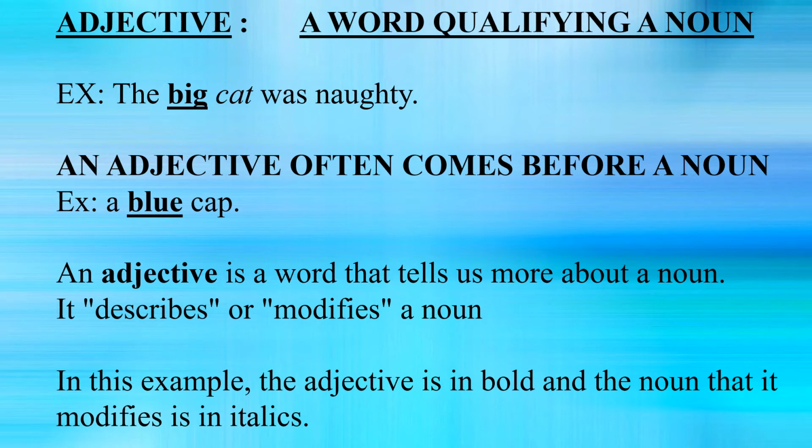Let us look at one more example. A blue cap. Cap is the noun and the word blue is adding some information to the noun cap. And usually an adjective comes before a noun. So just to recap, an adjective is a word that tells us more about a noun. It describes or modifies a noun. Hope you understood.